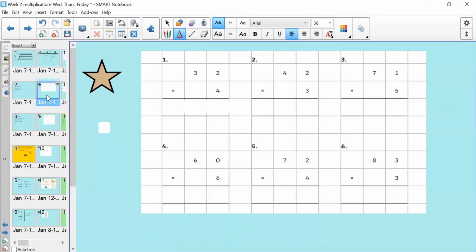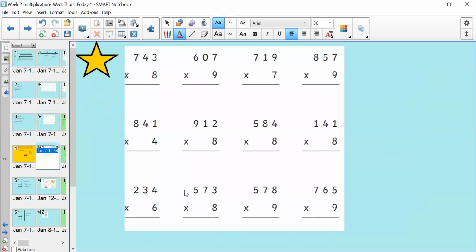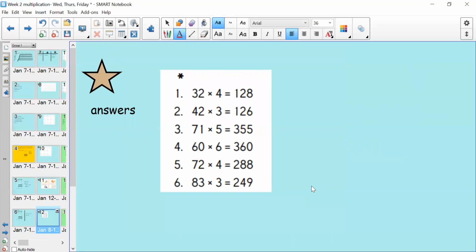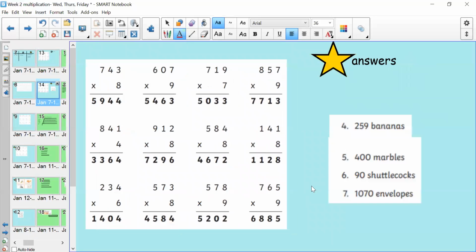So the bronze is the multiplying of 2-digit numbers by 1 digit. The silver is just straightforward practice of 3-digit times by 1 digit. And then the gold is exactly the same questions, but you also have an extra challenge of word problems that you can solve as well. And then after that, you've got the answers. There's the answers to the bronze, answers to the silver, and answers to the gold.